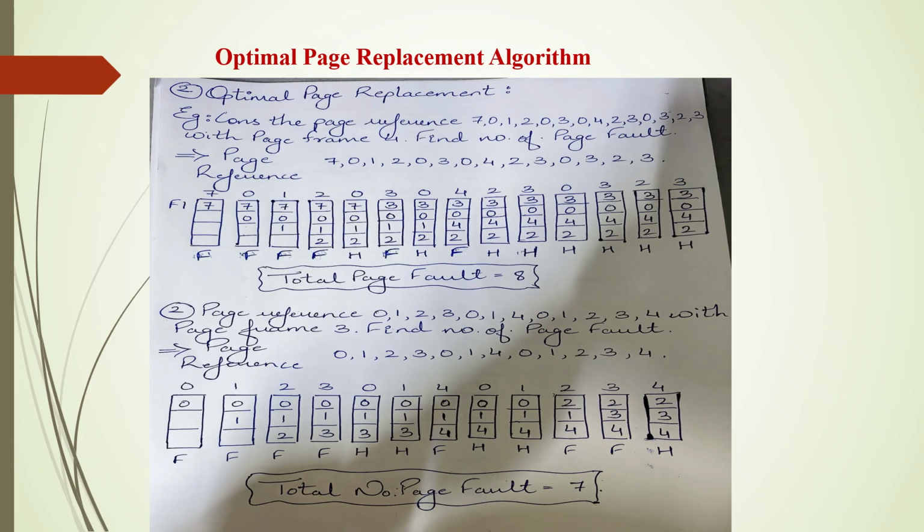When page 3 arrives, the memory is full, so the algorithm looks ahead in the reference string and replaces the page that will be used the farthest in the future, which is page 7. This gives a page fault, but it is the best possible replacement. The algorithm continues in the same way, always checking future references before replacing a page. Whenever the required page is already in the memory, it results in a page hit. At the end of this example, the total number of page faults will be 8.